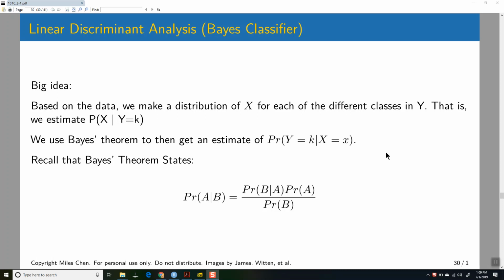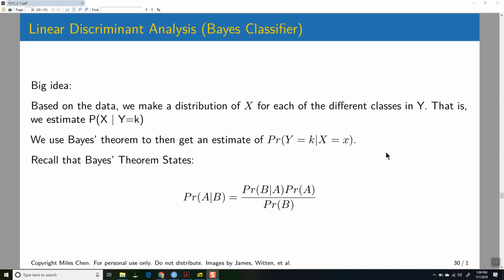And basically, we make a distribution of the predictors x for each class. So we say, for those that default, what's the distribution of balance? And for those that do not default, what is the distribution of balance? Okay? And then we use Bayes' theorem to figure out the probability of default given balance.